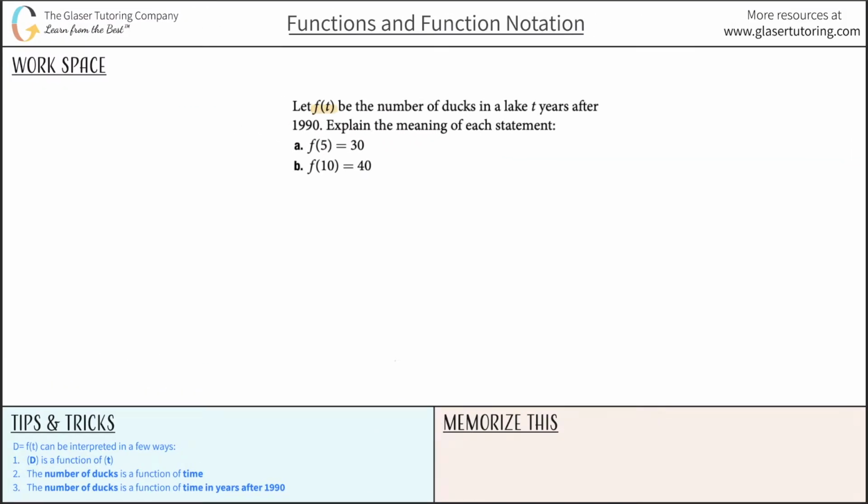Let f of t be the number of ducks in a lake t years after 1990. Explain the meaning of each statement. Letter A. f of 5 is equal to 30.